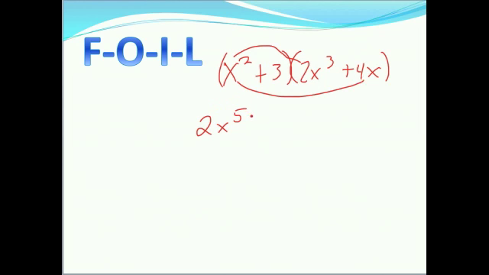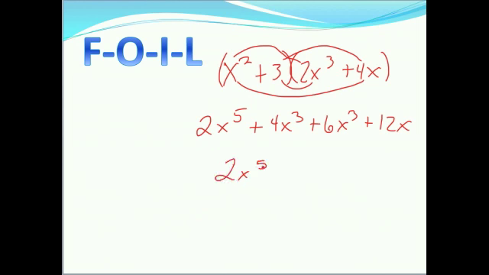Our outer, x squared times 4x, is positive 4x cubed. The inners, 3 times 2x cubed is 6x cubed. And our last, 3 times 4x is 12x. Now, lo and behold, these two will actually combine, but that's just a random coincidence there. This will give us 2x to the fifth plus 10x cubed plus 12x. So x squared plus 3 times 2x to the third plus 4x is going to give us 2x to the fifth plus 10x cubed plus 12x.